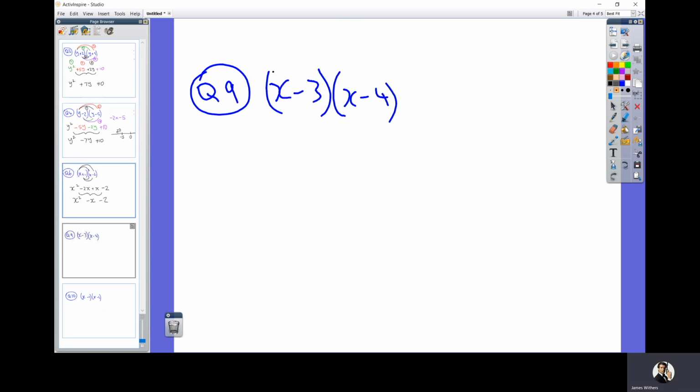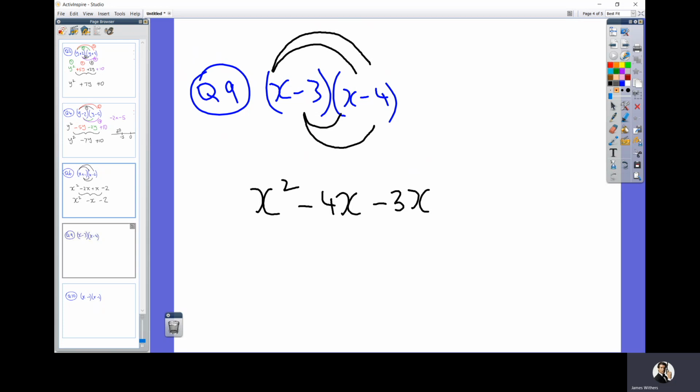Question 9, claw 1, x squared. Claw 2, minus 4x. Claw 3, minus 3x. Claw 4, plus 12. Minus 3 times minus 4 is plus 12. And gathering together those like terms, minus 4, and then you take away another 3, takes you further into the negatives. So that's minus 7x. So x squared minus 7x plus 12.